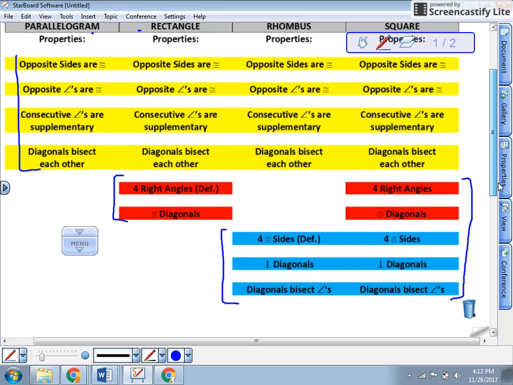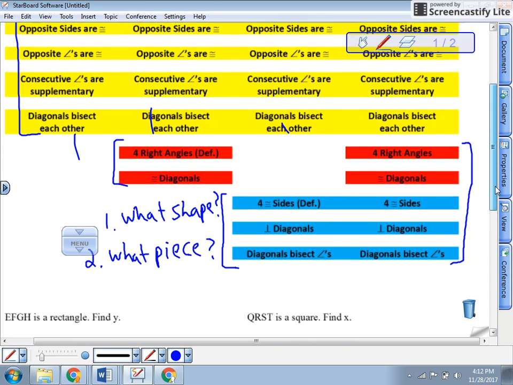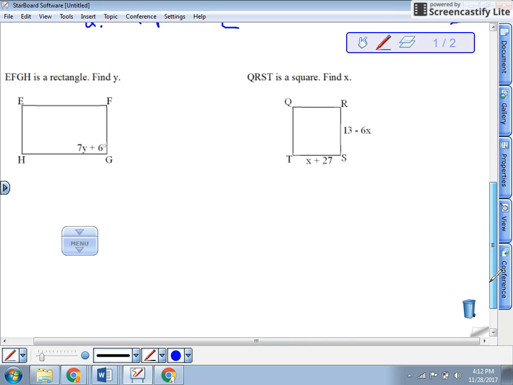So when you're solving these problems, there are two things I want you to ask yourself. Number one: which shape are we working with? They'll tell you in the problem. That tells you which column to look through. And then, what piece of that shape? Is it a side? Is it an angle? Is it a diagonal? That'll help you figure out which property you're going to use. So ask yourself those two things when you're doing these problems. Let's get right to it.